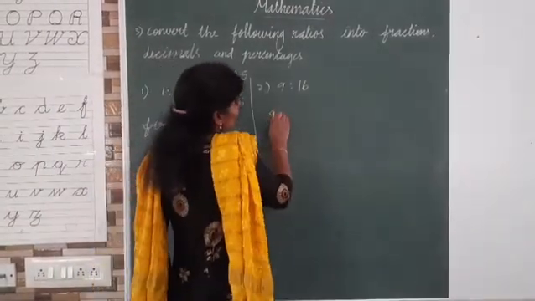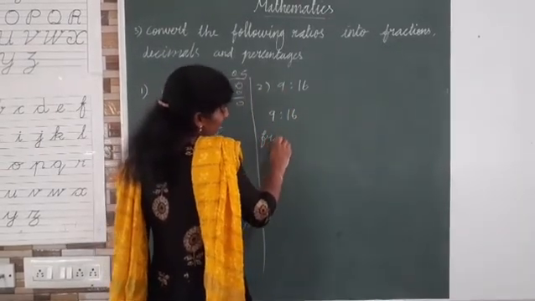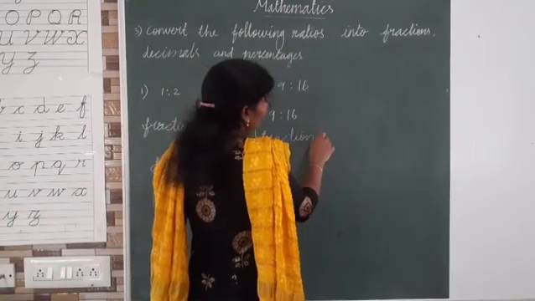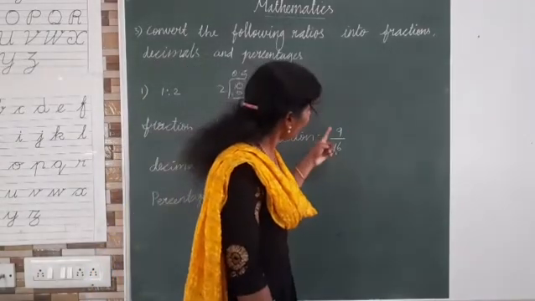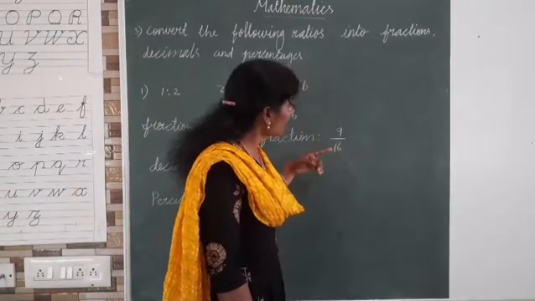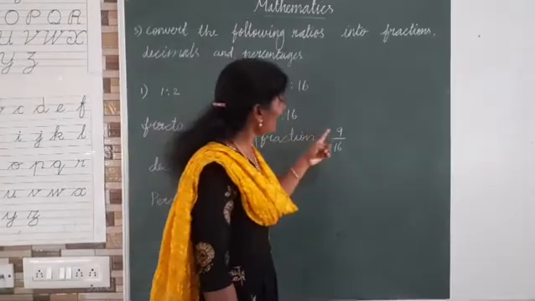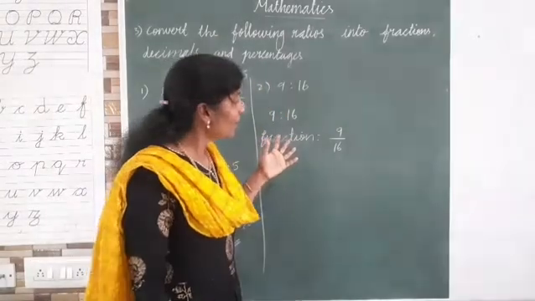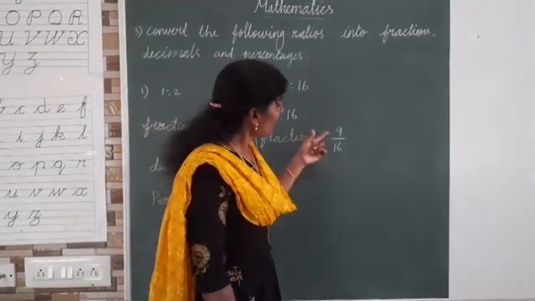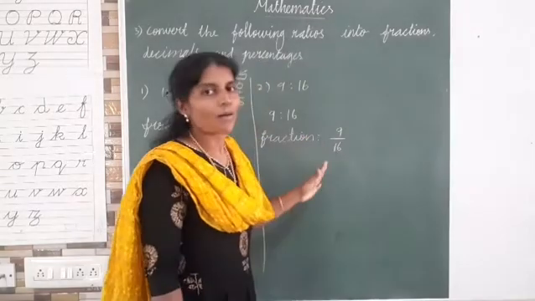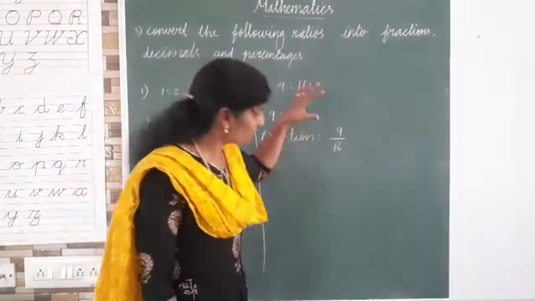9 is to 16. Sorry, 9 is to 16. Now first we write it in fraction form. Fraction means 9 by 16. Now listen, 9 and 16. We check whether this is in simplest form. Are 9 and 16 in the same table? Here 3 3s are 9, but 16 is not in the 3 table. So 9 by 16 is the simplest form, because we can't simplify it again.